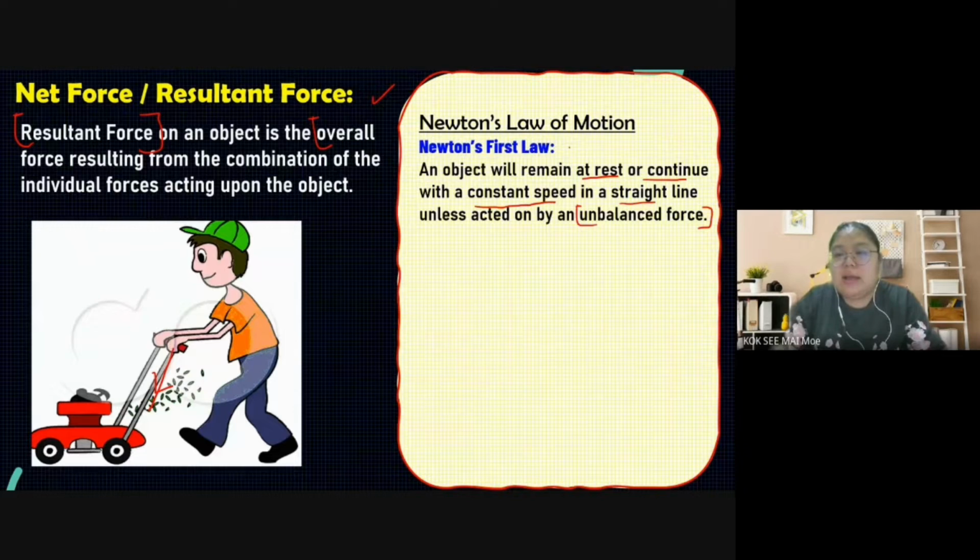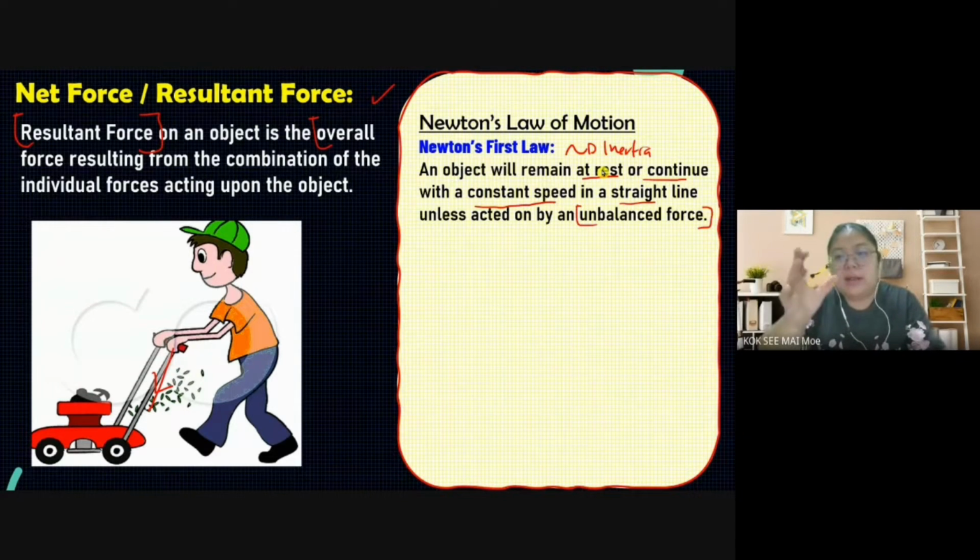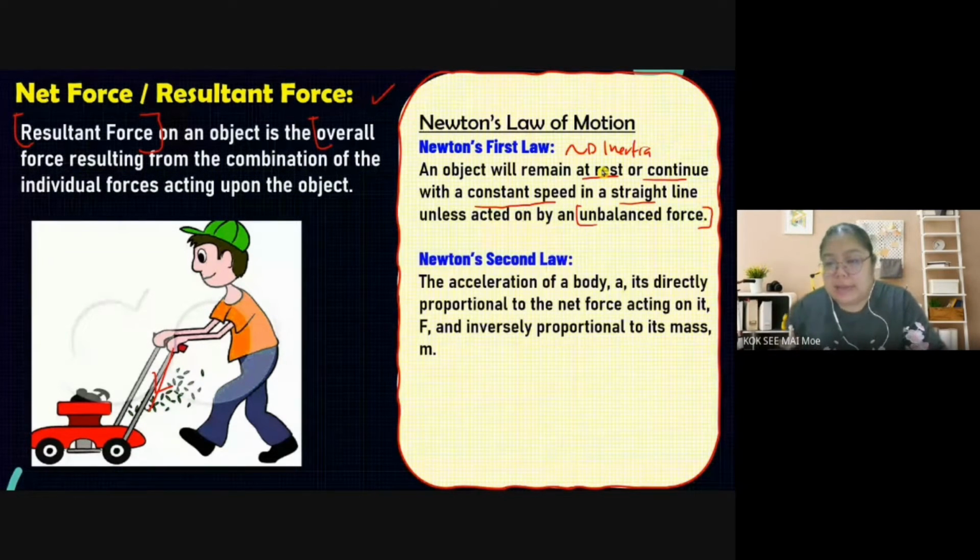So this one, the concept is the same as inertia. The concept is inertia, but the law is Newton's first law. Newton's first law is the overall one, and inertia is under Newton's first law. Then we go and see Newton's second law.